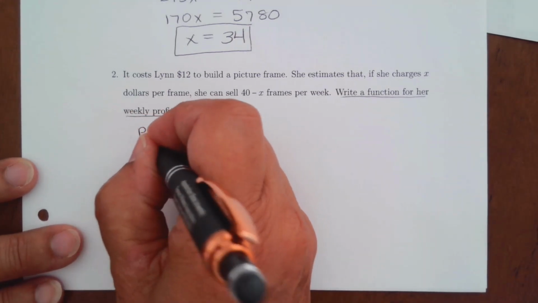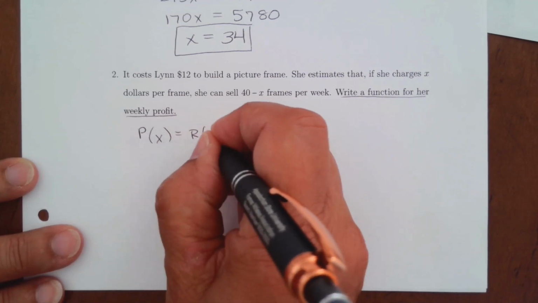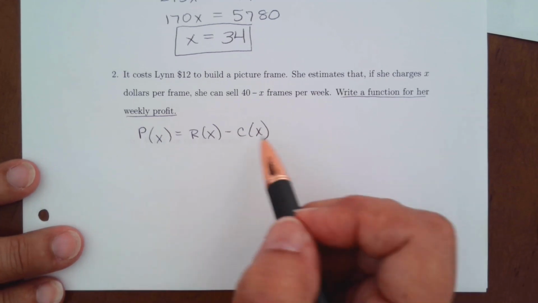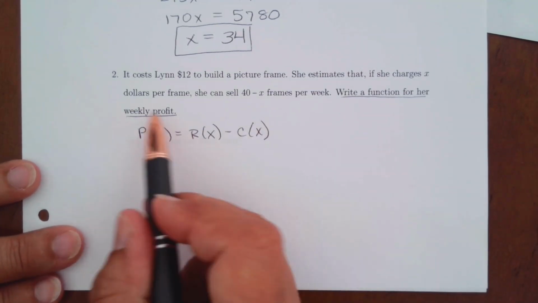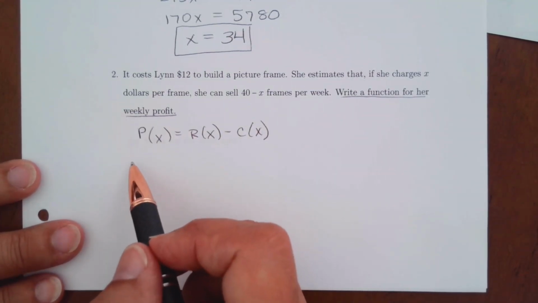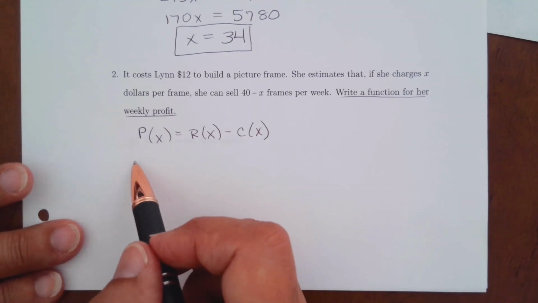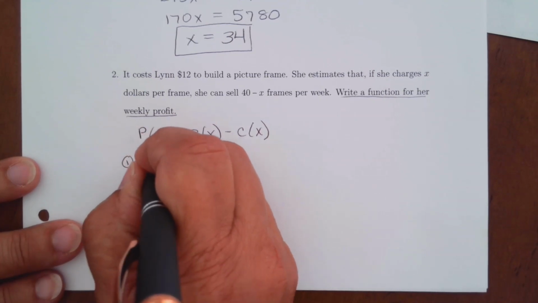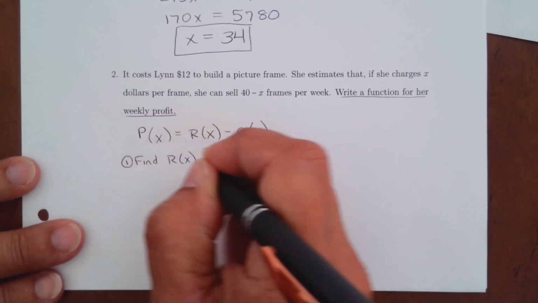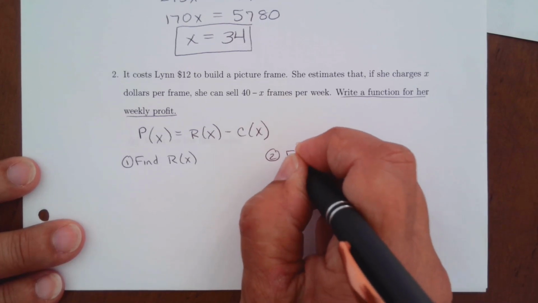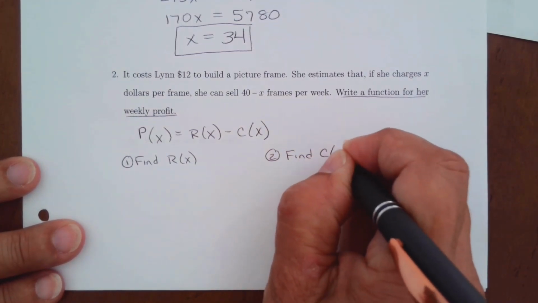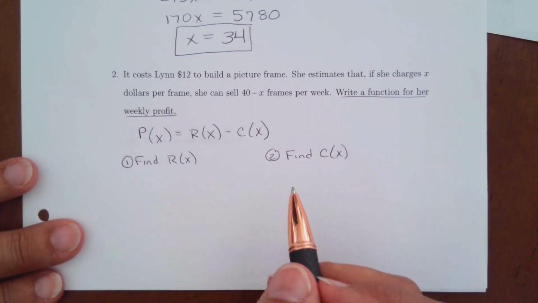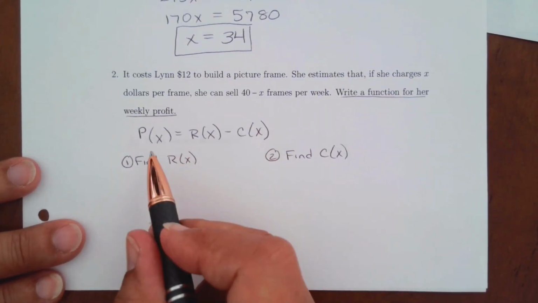So profit is revenue minus cost, right? So I need to know the revenue function and the cost function before I can even find her profit. First things first, we need to find R of X, and then we need to find C of X. Once we know those, then we can do the problem.